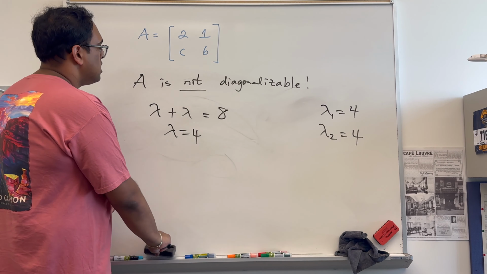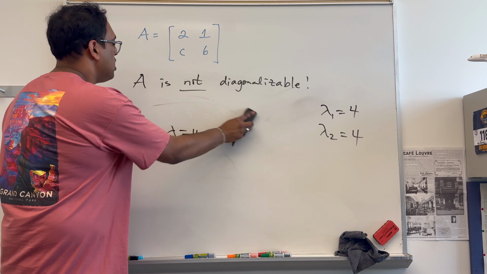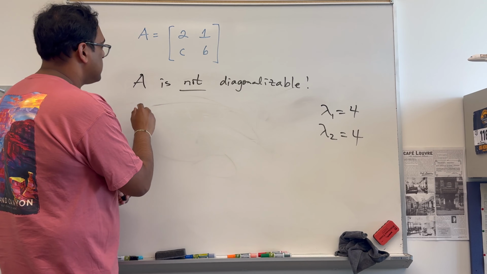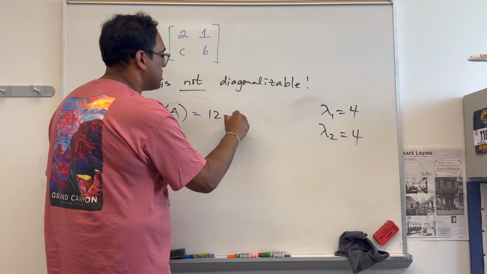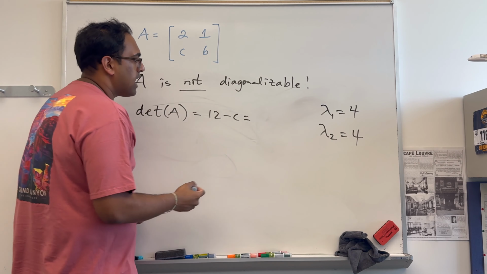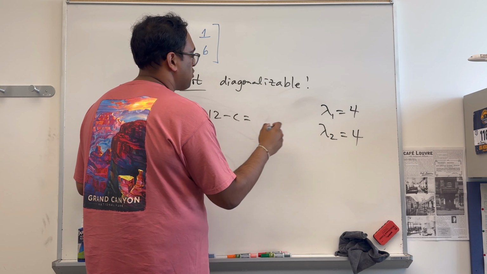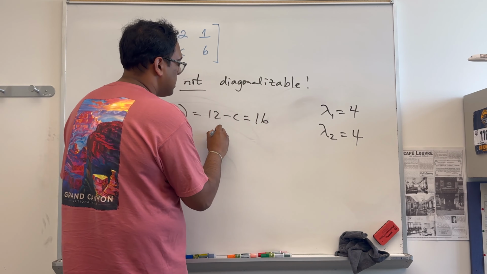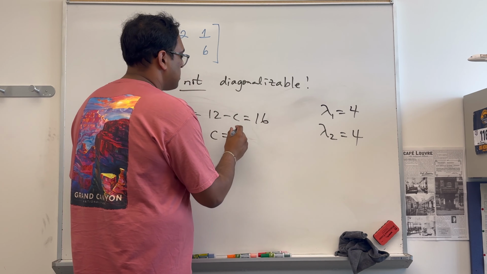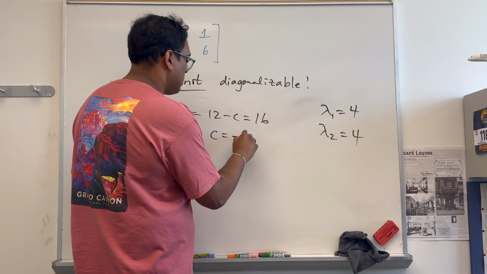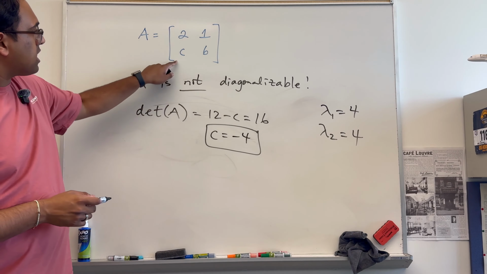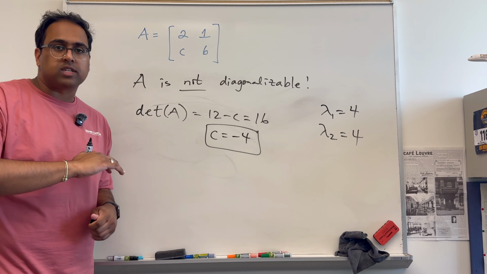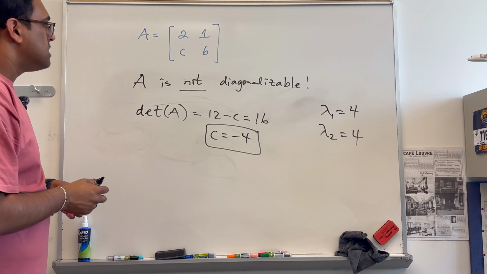Then the question is, what must C be? Well, now we use the fact that the determinant of A, which, like we saw earlier, is 12 minus C, is equal to the product of the eigenvalues, which is 4 times 4, which is 16. That tells you C must be negative 4. Okay, so if we plug in C equals negative 4 here, then this matrix is not diagonalizable.